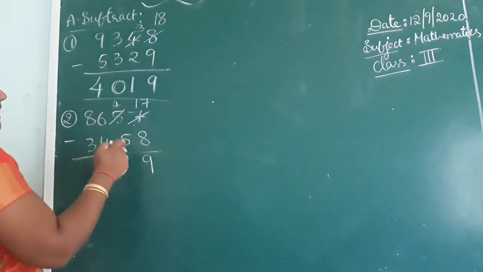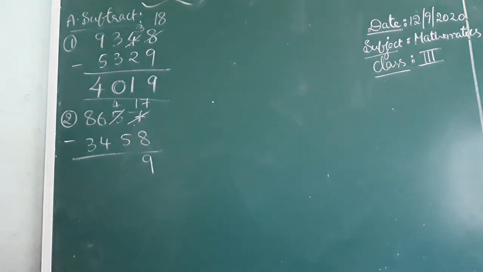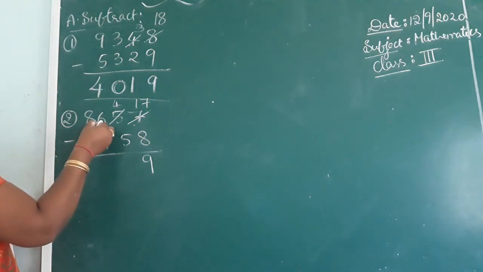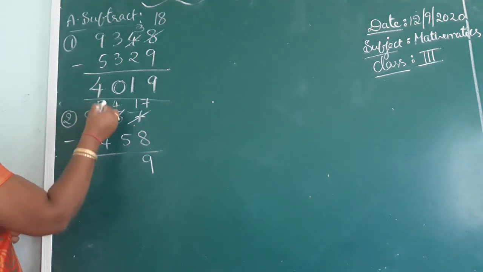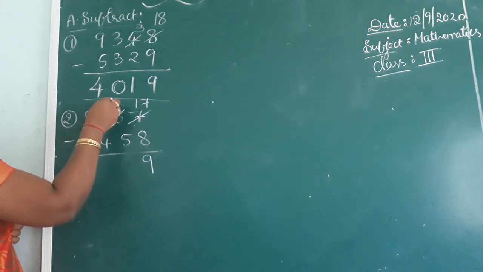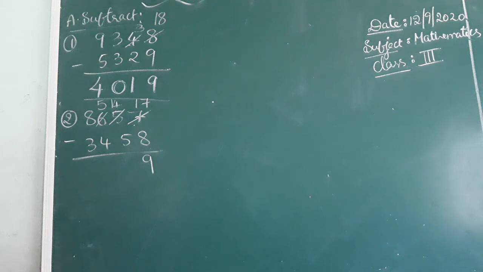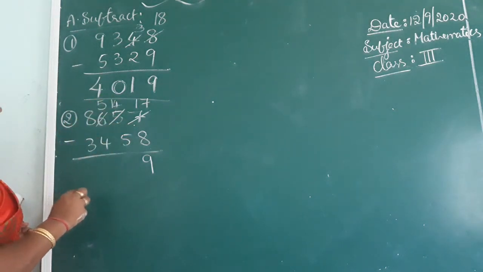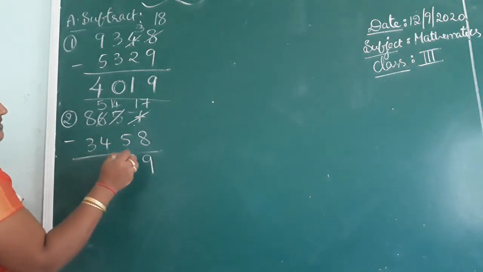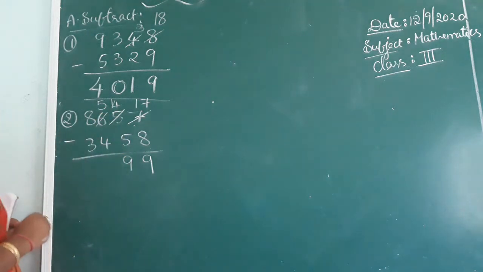9. 4 minus 5. Is it possible to borrow 4 minus 5? No. So you have to borrow from the before number. Now this number becomes 1 less than 6, 6 minus 1, 5. This number becomes 10 plus 4, 14. 14 minus 5. What is 14 minus 5? 9.